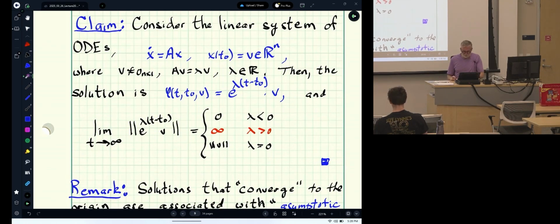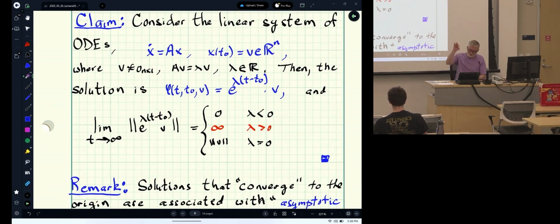So before, when I was doing my little calculation, I just had e to the lambda, which was a scalar, but you know, the solution is e to the At times v. So when lambda is negative, it goes to 0. When lambda is positive, danger, danger. And when lambda is 0, it just stays constant at the initial condition. Nothing changes. The system is in homeostasis.